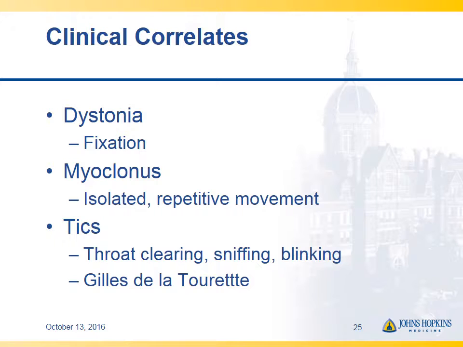Myoclonus is isolated, repetitive movement, and sometimes as speech pathologists we'll see myoclonus of the soft palate or perhaps the larynx. And then there are tics, which are associated movement disorders in which there's throat clearing, sniffing, blinking. Gilles de la Tourette is another example of a tic disorder.